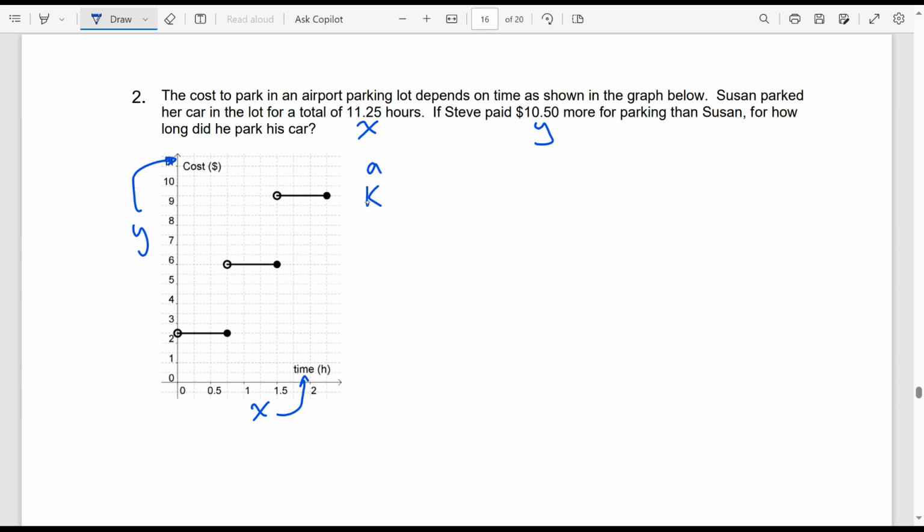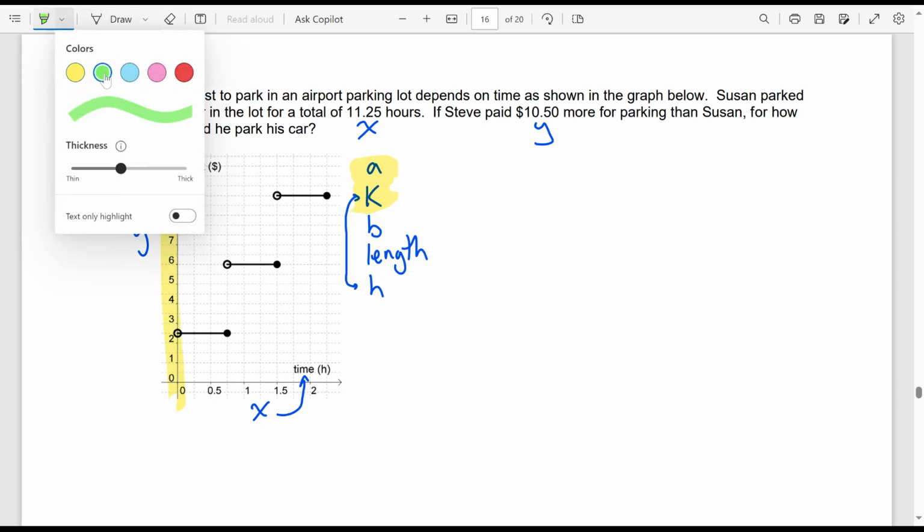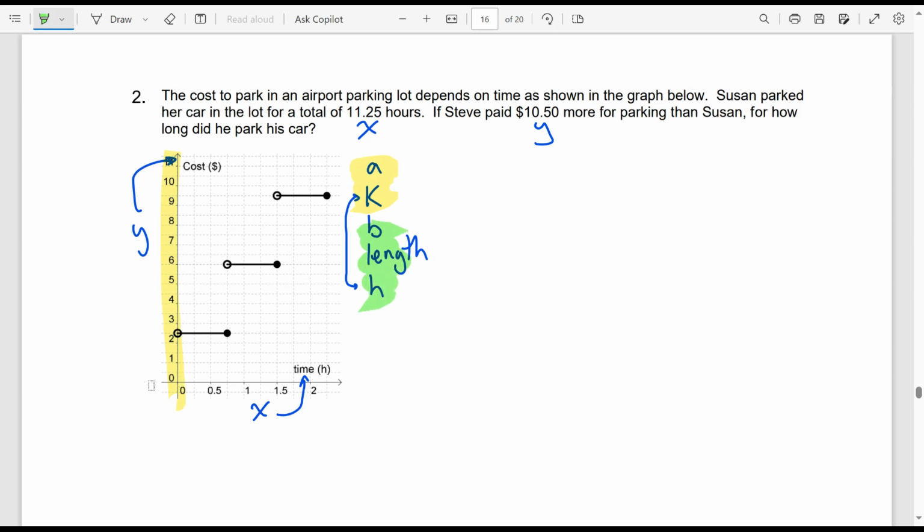I'm going to put the A with the K just because those are both y values. I'm then going to put B as well as maybe length, put that guy there separately. We're going to use that to figure out this rule. And then the last part of this would be the H. So H and K still have a relationship. It's just that to be more clear, A and K are strictly dealing with the y-axis, whereas the B, the length, and the H are all dealing with the x-axis.